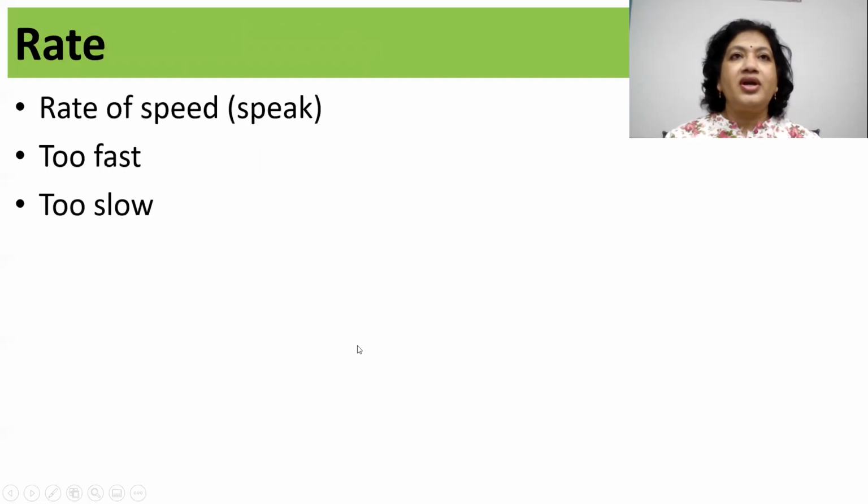Rate. The rate of speed in speaking. Some of them are very fast, some of them are very slow. Some of them are fast and some of them are slow.